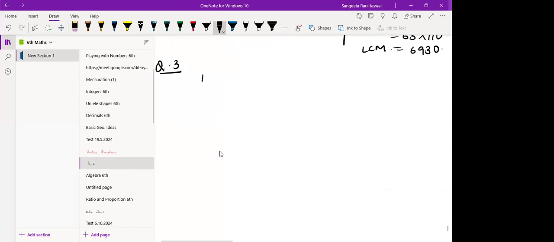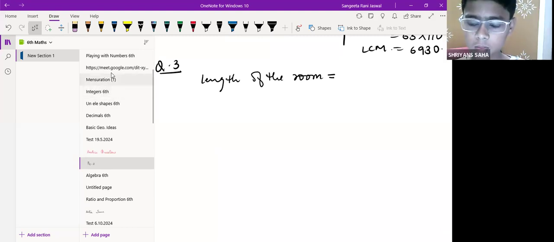So your first statement will be, first was the length of the room. How much is the length of the room given, Nishika? Yes, Nishika, how much is the length? 685. 685, the length of the room? Yes, is it? Or it was 825? Yes. Yes, ma'am.